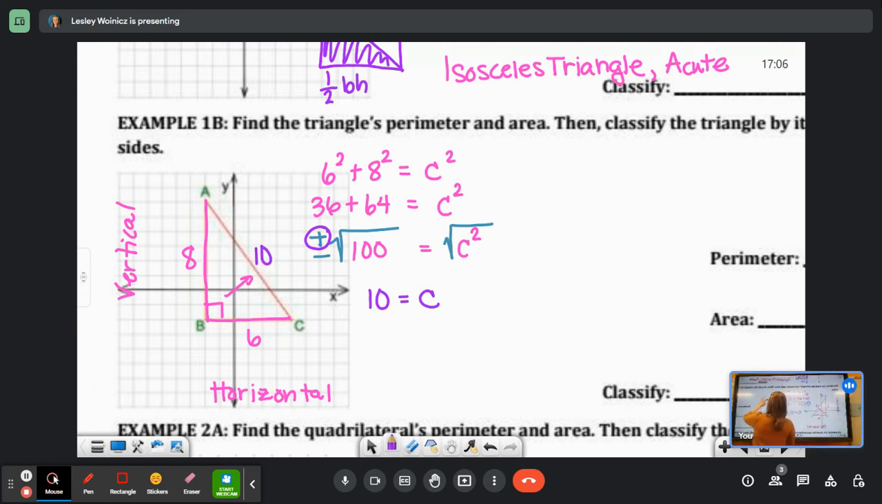So my perimeter, I have to add all the sides. For my perimeter, I have 6 plus 8 plus 10. That gives me 24 units.